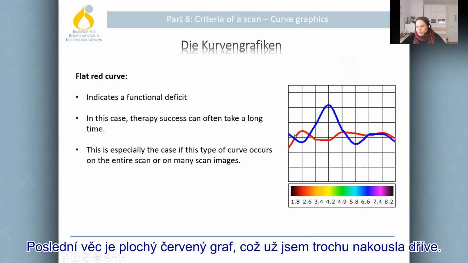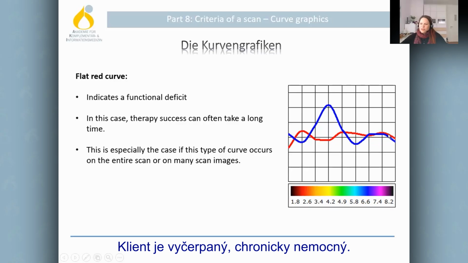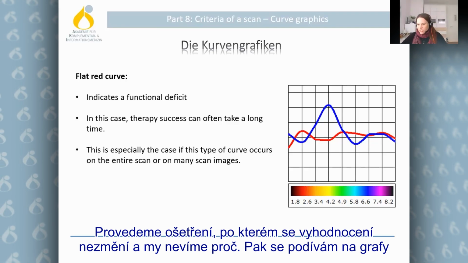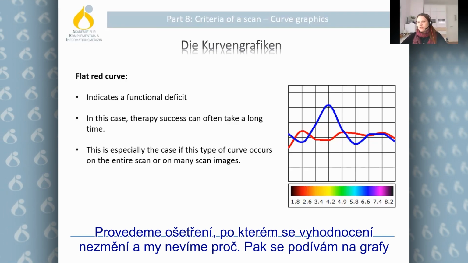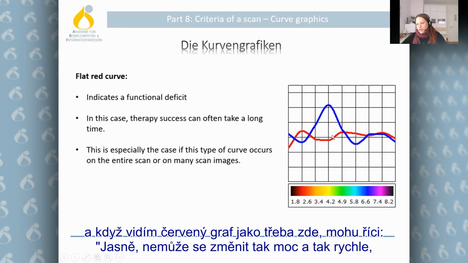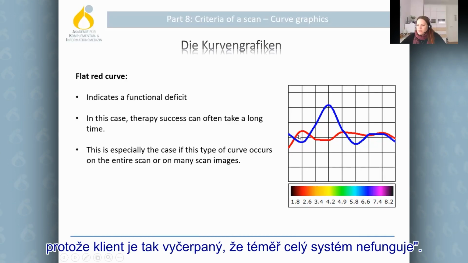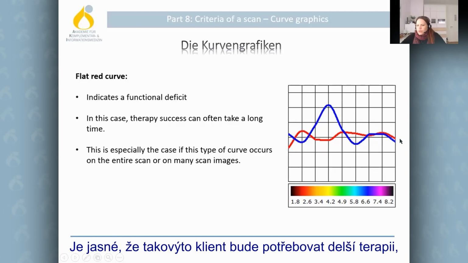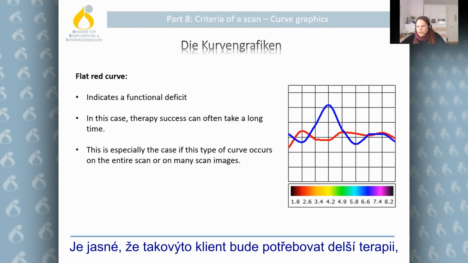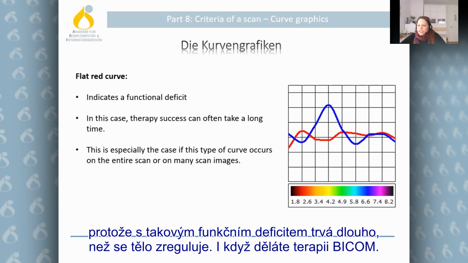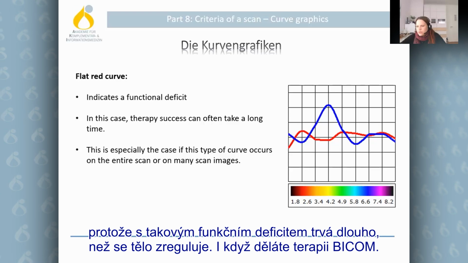So this is what I taught before. When you have a patient exhausted, chronically ill, you do treatments and the evaluation doesn't change and you don't know why. Then I look at the graphs, and when I see a red graph like this, I can say, of course, it can't change that much and that fast because this patient is that exhausted that the whole function is not working. So with these patients, I, of course, will have a longer treatment because with the functional deficit, it takes longer that the body regulates, even when you do bicom therapy.